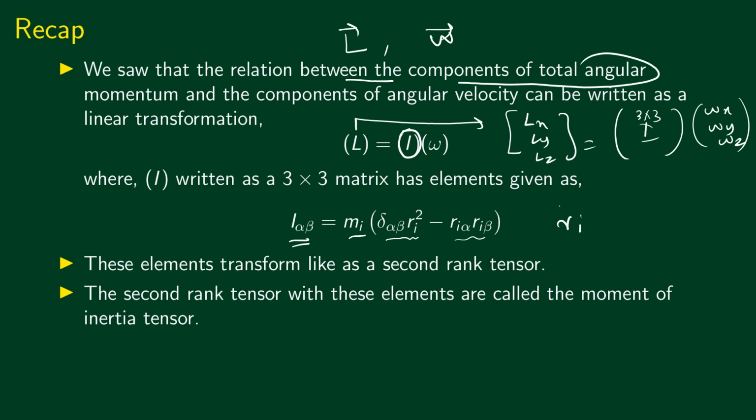Here Ri vector is the position vector of the ith particle and Ri square is actually Ri vector dot Ri vector. Ri alpha stands for the alphath component of Ri vector. Also, we are following the Einstein summation convention, where the repeated index i is summed over. Then we saw that these elements transform like the components of a second rank tensor. In other words, these elements are the components of a second rank tensor, and this second rank tensor we called the moment of inertia tensor.